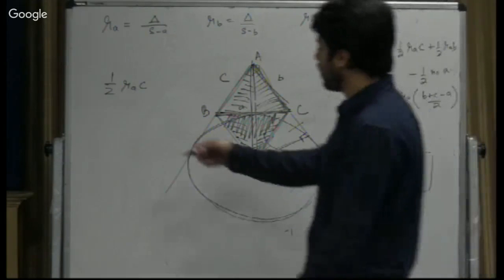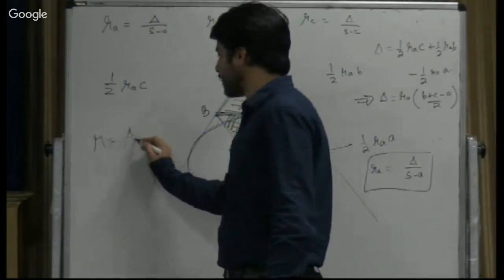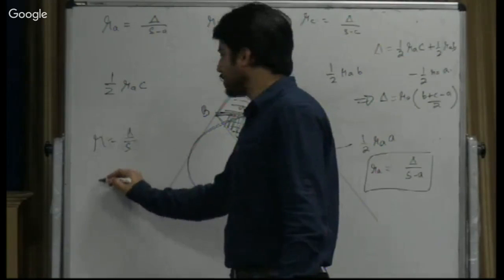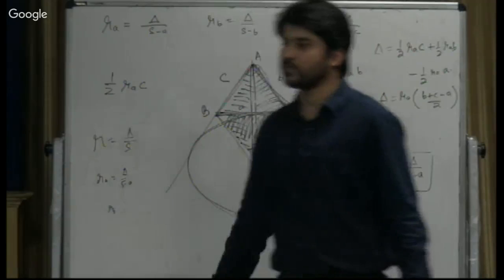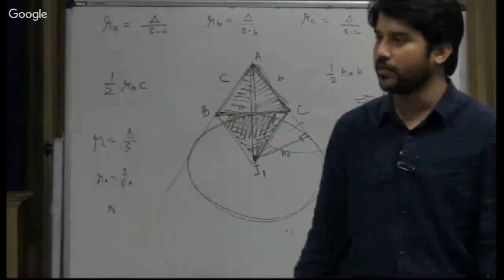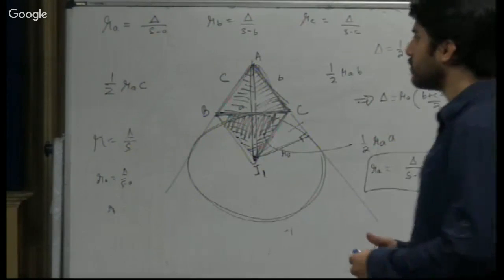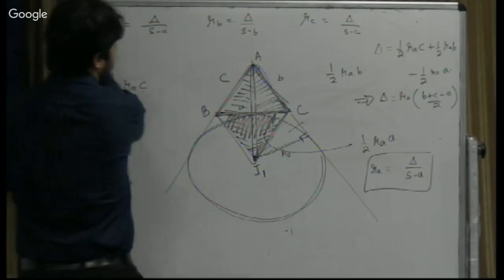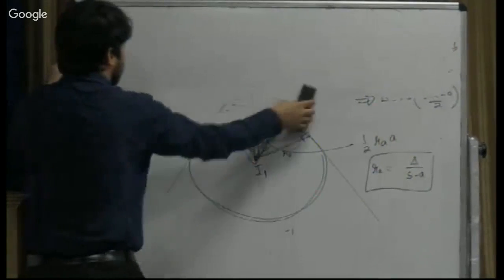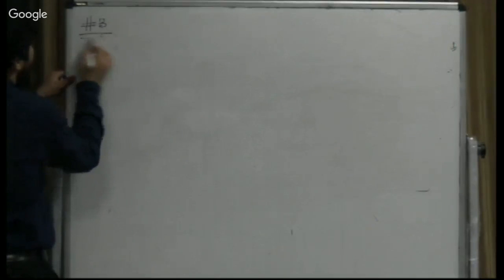So we have got two very important properties. One was R is nothing but delta by S, and RA is nothing but delta by S minus A. RB is nothing but delta by S minus B, and RC is nothing but delta by S minus C. Now coming to the third property. Show that this is your property 3. Look, we will prove all the properties, so I have written all the properties like questions.